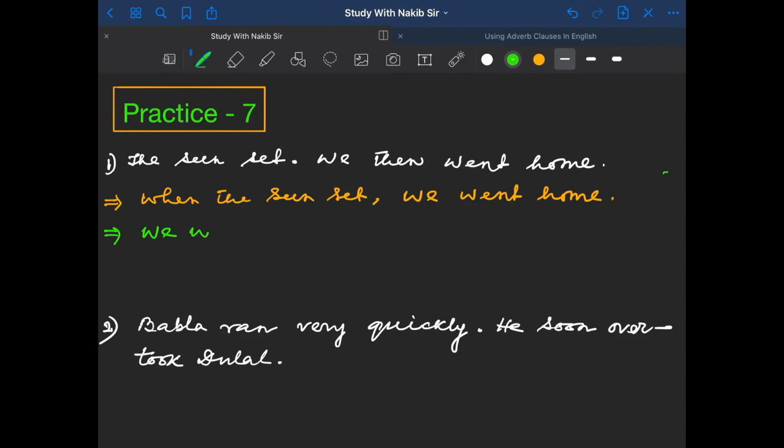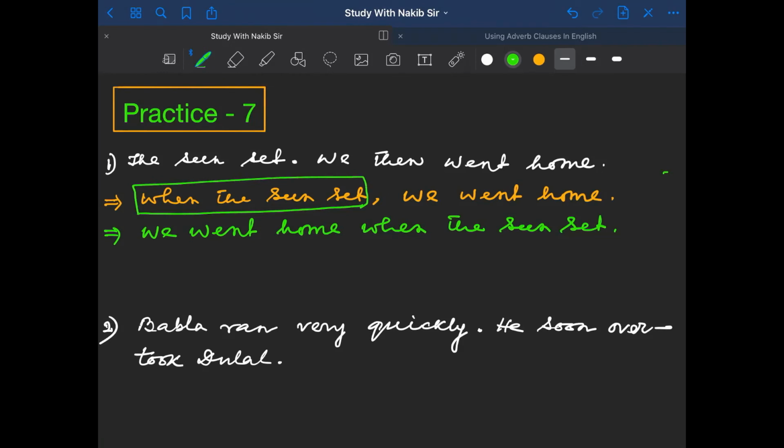We went home when the sun set. See the question. If you write the conditional clause, the adverb clause, at the beginning, you must use one comma. But when you write the adverb clause at the end, no comma is necessary.